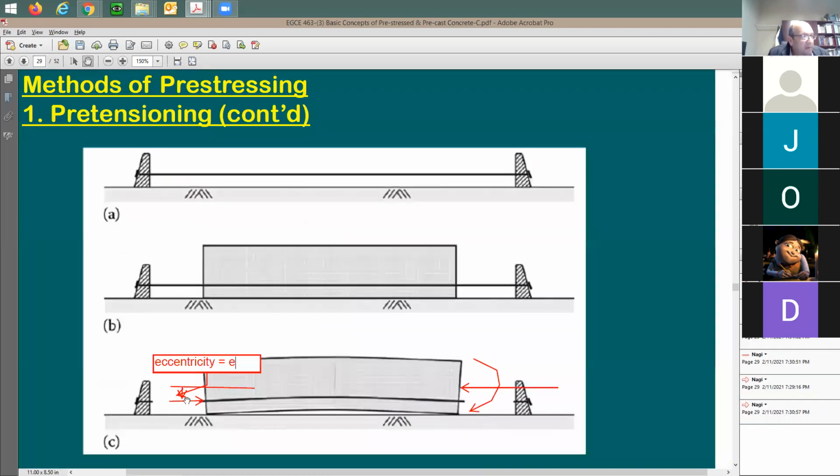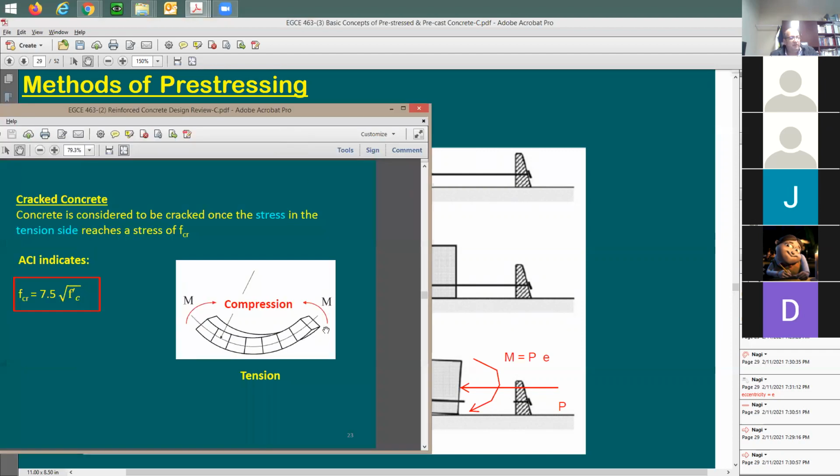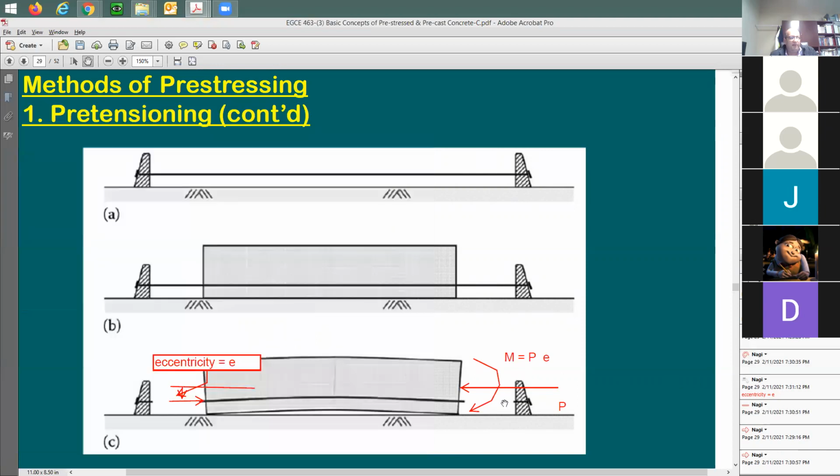And this applied moment, I'm gonna put it here. This moment is gonna be equal to P times E. And what is P? P is this axial force that you put in there. Whatever axial force that you decide on, you're gonna be cambering it because you expose it to, is this now negative moment or positive moment? Negative. Negative moment, absolutely. Why? Because here is a positive moment, doing tension at the bottom, compression at the top. Negative moment is going to be the opposite, the other way around. Okay.